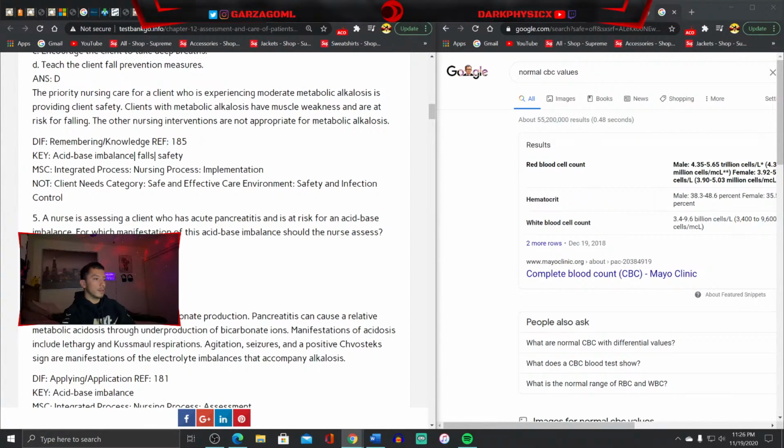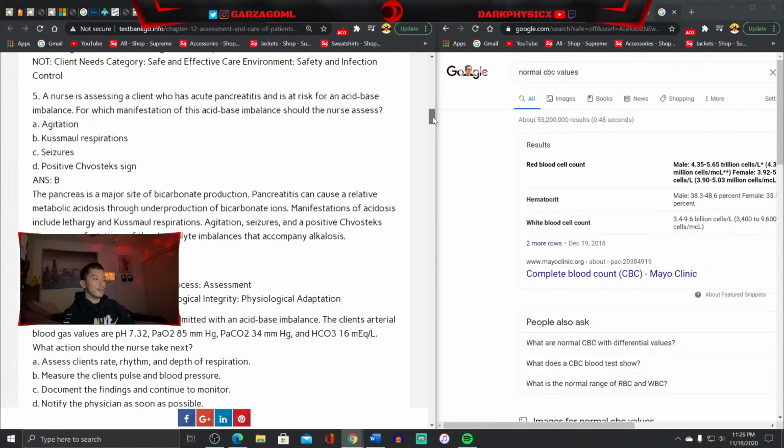So that's the B. So you see, pancreas, major site of bicarb production, through the underproduction of bicarb. Yep. Lethargy and small respirations, I gotta remember that for the test. Manifestations of acidosis include lethargy and small respirations. For sure. Oh, I almost messed up.